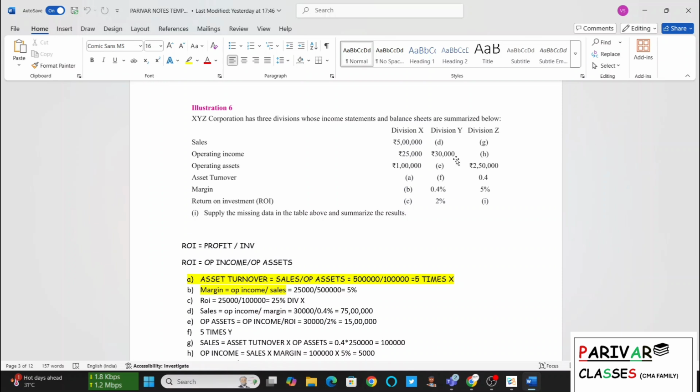Next, F point, asset turnover ratio. Nothing but sales by assets. Sales already we calculated and assets also we calculated. 75 lakhs divided by 15 lakhs. Nothing but 5 times.